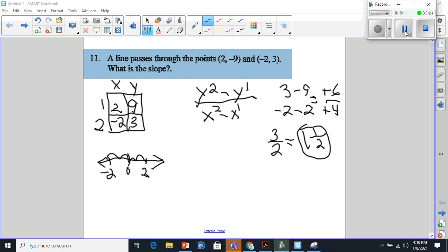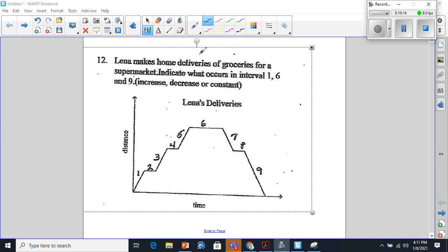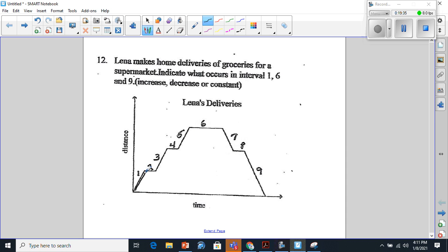All right, let's move on to number 12. It says Lena makes home deliveries of groceries for a supermarket. Indicate what occurs in intervals 1, 6, and 9, showing an increase, decrease, or a constant. On interval 1, it appears that she very quickly is leaving the area she's at and moving away from that area in a short amount of time. Let's just say every one of these indicates a minute.